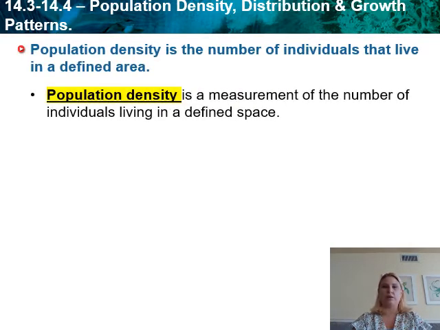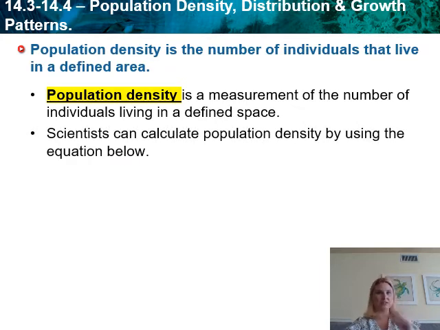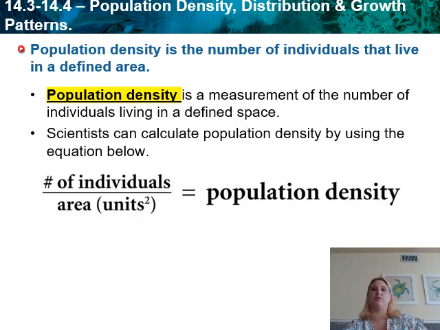All right, so here we are. First definition. So population density is the number of individuals that live in a defined area. And population density is a measurement of the number of individuals living within a defined space. And scientists can actually calculate the population density by using an equation. So they just take the number of individuals, however many they count up in a specific area, divide it out, and then they get the population density.